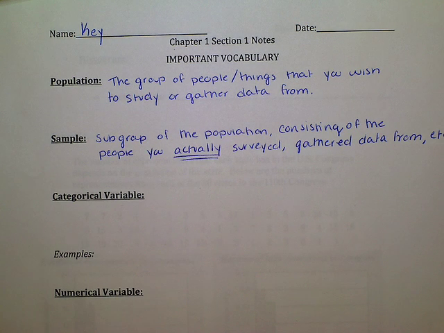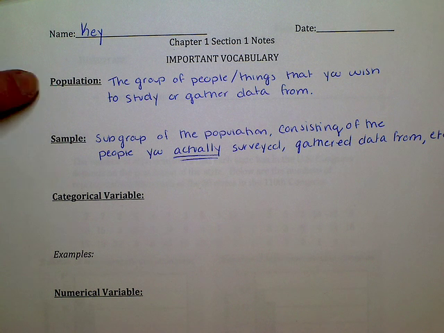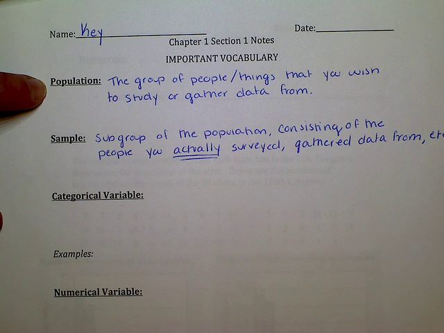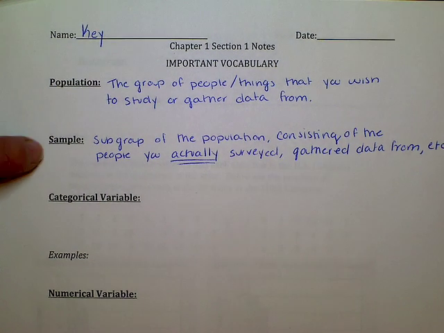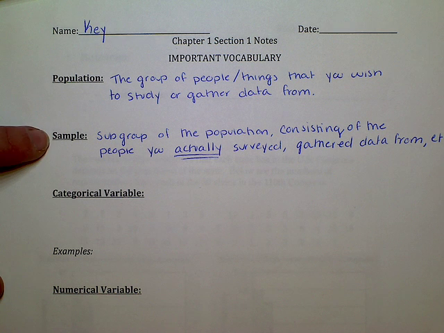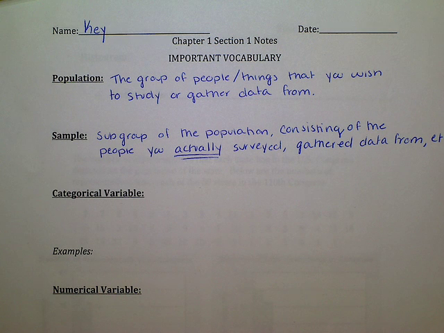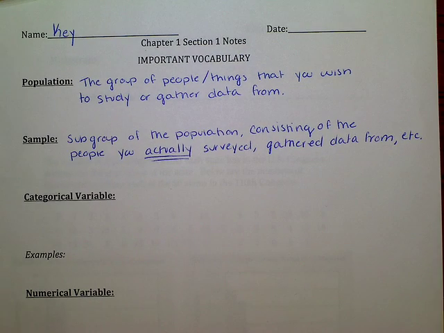So here's the thing. If you're looking to study all United States citizens, well, that's really hard to maybe gather data from every citizen. So you may not, and you probably don't, survey the entire population, the entire group of people that you wish to study. You have to instead hopefully pick a representative sample. Some samples are representative, meaning they're not biased, they're made up of lots of different types of people. Other samples are not.